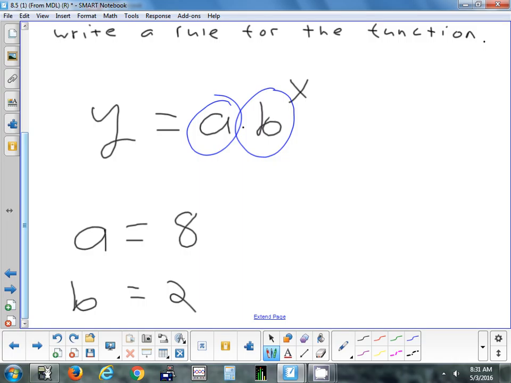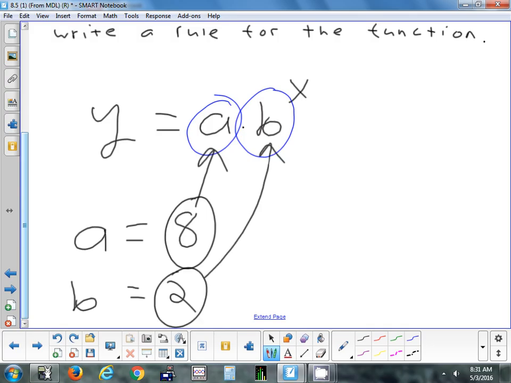Now, just fill in 8 for a, fill in 2 for b, and we're done. So y equals 8 times 2 to the x.